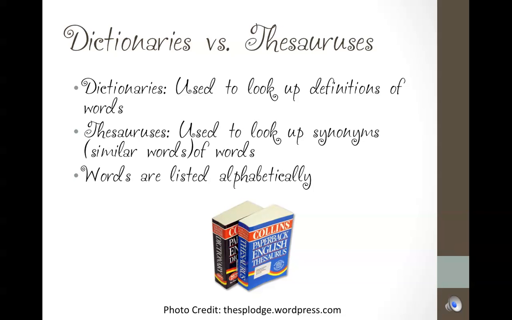Once everyone has their wands, we will begin to cover the basics of dictionaries and thesauruses. A dictionary is a reference tool used to look up definitions of words. If you want to know what a specific word means, then you would use the dictionary to find out. Thesauruses, on the other hand, are used to look up synonyms of words. A synonym is a group of words that all have the same or similar meanings. Therefore, you would use a thesaurus to find words that are similar in meaning. In both of these books, the words are listed alphabetically, which is how you would look things up.